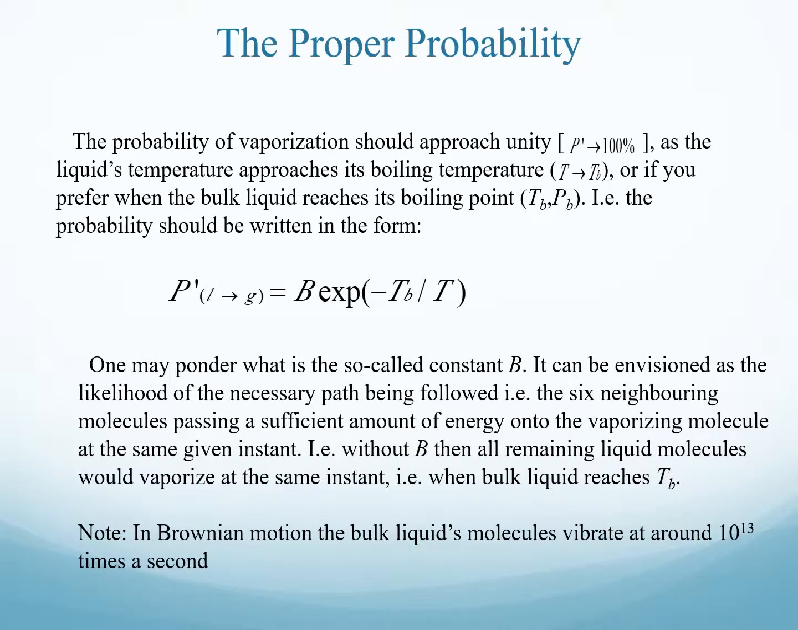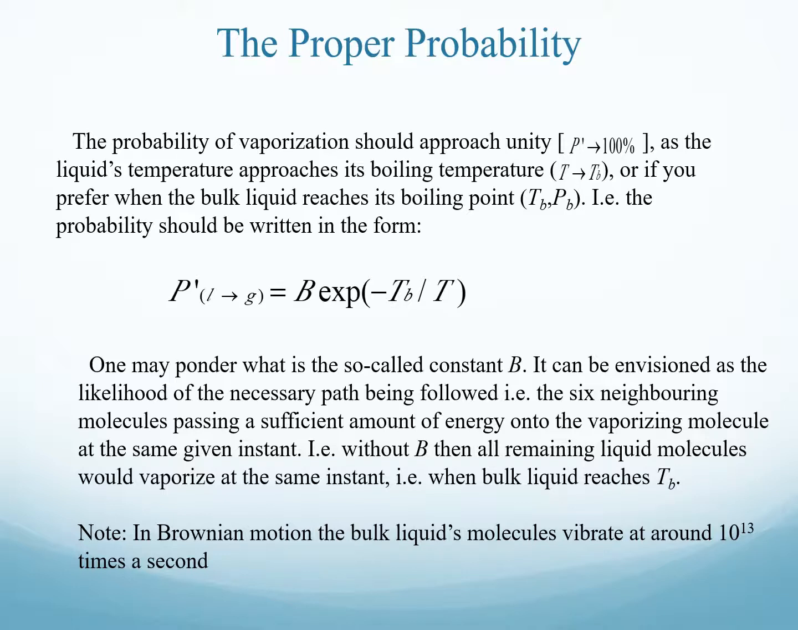Now let's return to the proper probability. The probability of vaporization should approach unity, P approaches 100, as a liquid's temperature approaches its boiling temperature, T approaches T_B. Or if you prefer, when the bulk liquid reaches its boiling point. And this is in terms of its boiling temperature and boiling pressure. The probability should now be written in the following form.